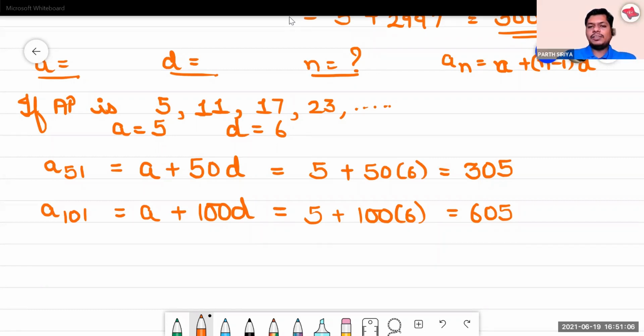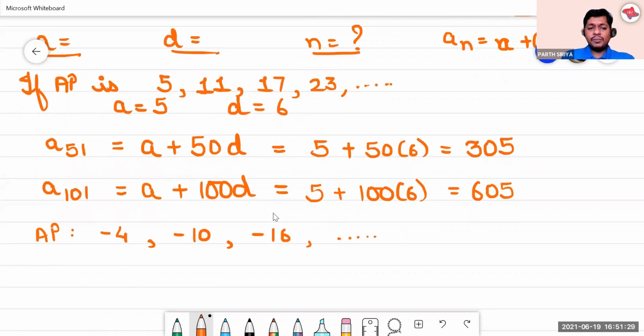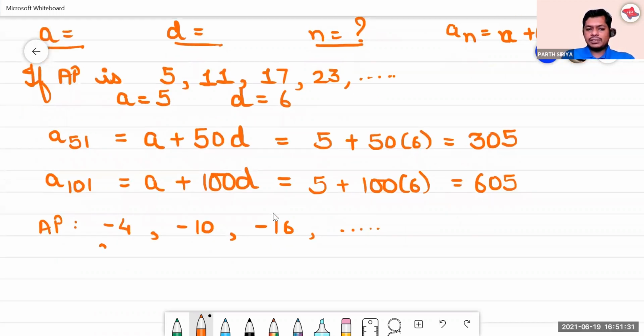Yes, so let's have a look at one of the negative numbers also. See, if we take another example, say the AP is -4, then you have -10, then -16, and so on. So all these are negative numbers, right? Over here, what is the first term? -4, correct.